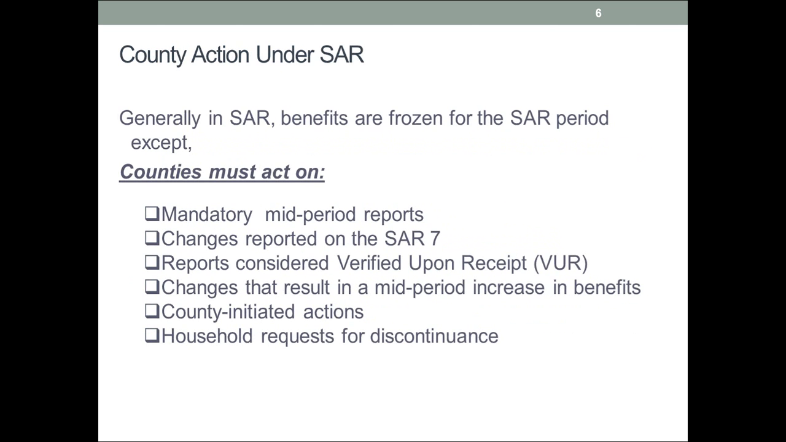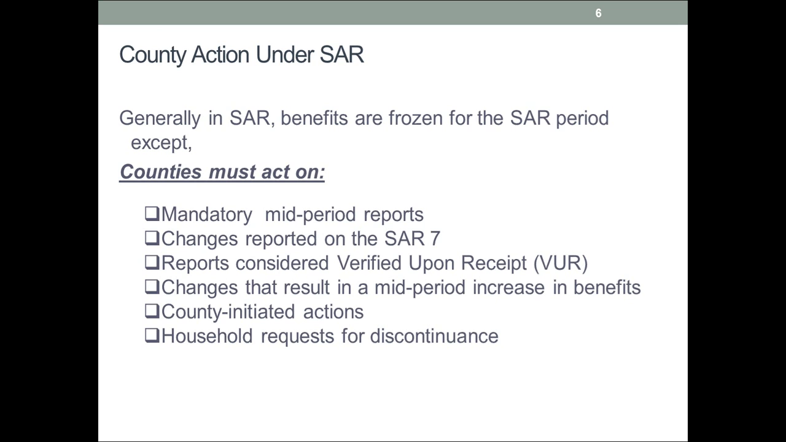Okay, as stated earlier, generally in SAR, benefits are frozen for the SAR period, except in the following circumstances. When a client makes a mandatory mid-period report, such as their income going over 130% of the federal poverty limit, or if they're what's called ABAWD, able-bodied adult without dependent children, if their work hours have changed, that has to be reported.